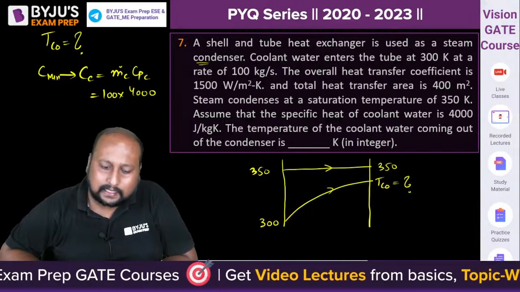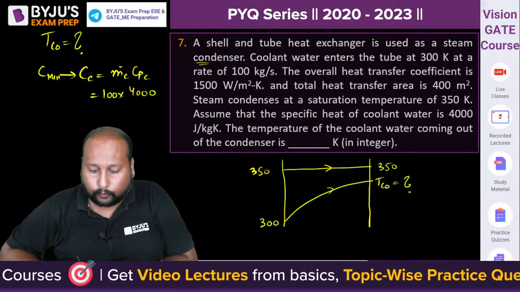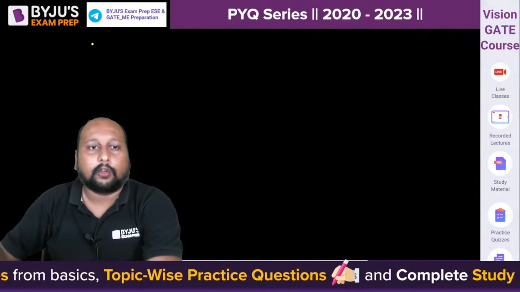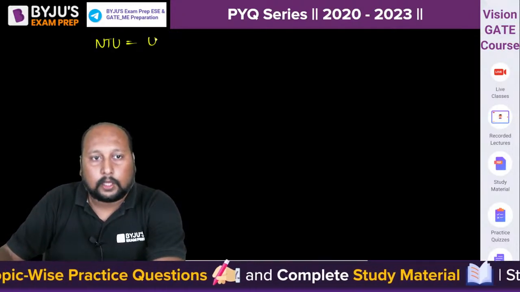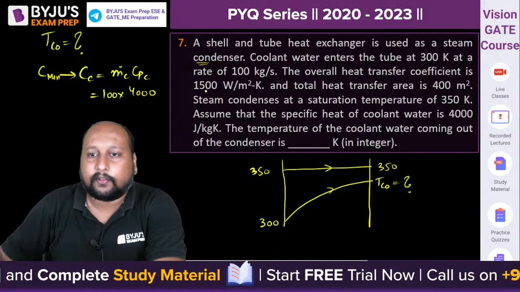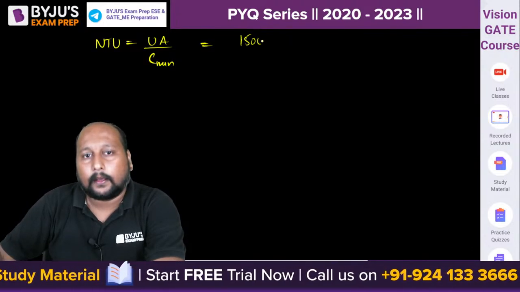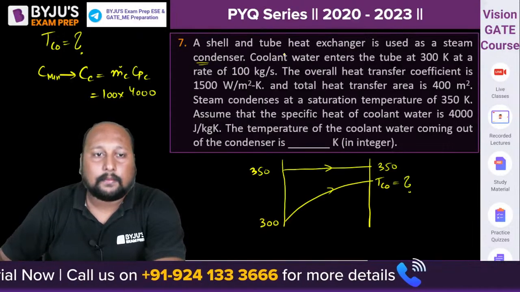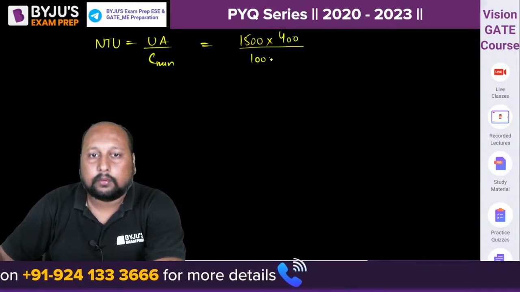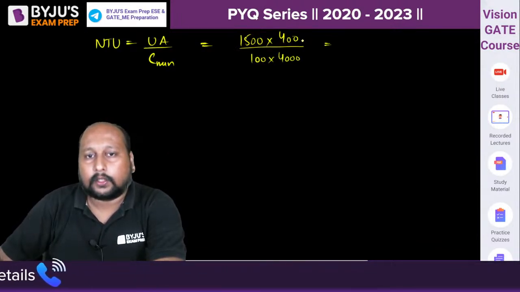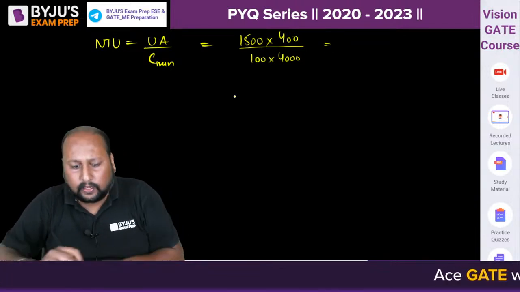A simple, easy, straightforward question. Quickly, what is the value of NTU? First of all, tell me what is the value of NTU. NTU is equal to UA by C minimum. UA by C minimum, right? What is U? U is your 1500. Area is 400. C minimum is 100 into 4000. Okay, so this will be somewhere around 12, yes, 350.